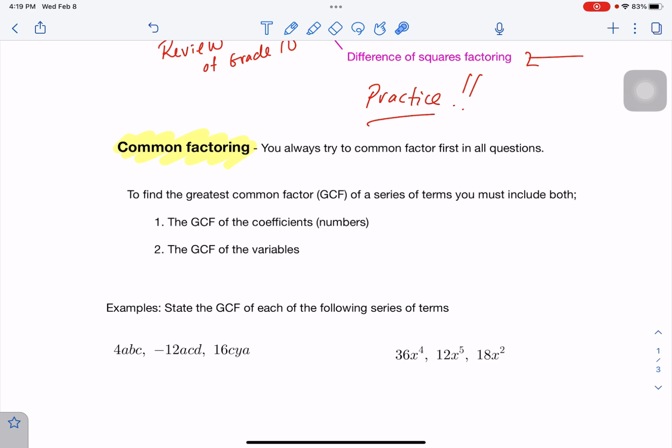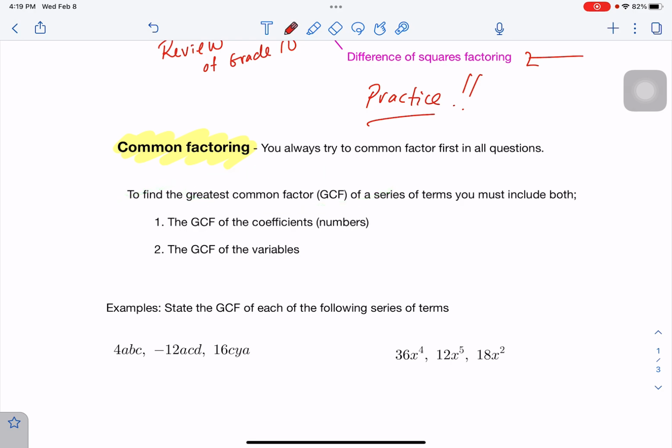So, moving on, to find the greatest common factor, okay? That's going to be different than the lowest common multiple. That's a different thing. Multiple and factors are different things. We're going to talk about that later on, maybe in a week from now. Right now, we're talking about a greatest common factor.